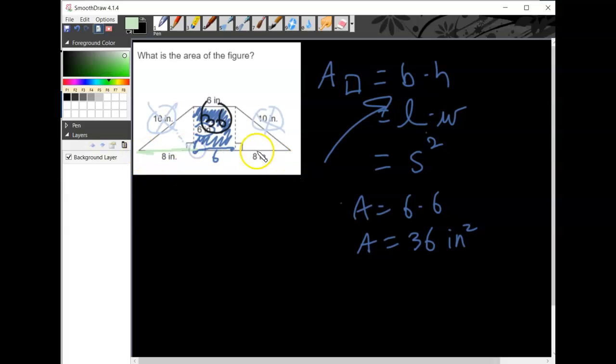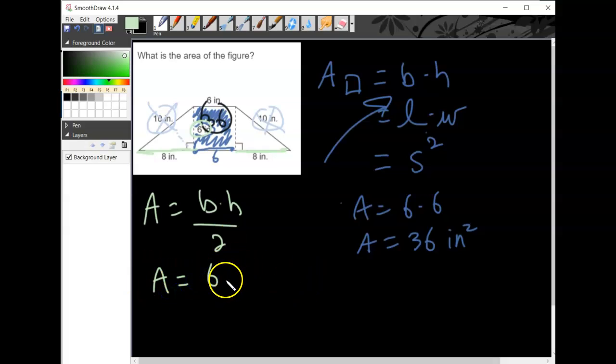8 inches is labeled on both of these as the bottom. So let's do the area formula: base times height over 2. Well, okay, so we have an 8-inch base, and what's going to be the height? Well, it shares that side with the square. The height is going to be 6. So I'm going to write area as 8 times 6 over 2.